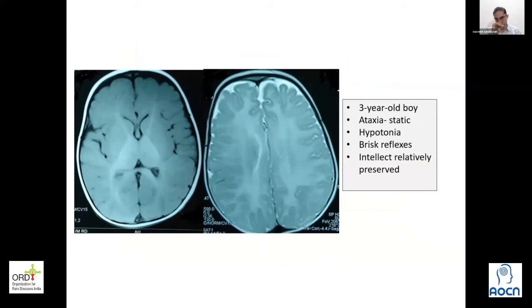You can see on the right-hand side the abnormal myelin in the T2 weighted image in a 3-year-old child. And on the left-hand side, the myelination looks rather normal in a T1 weighted image. So this is the pattern of hypomyelination.